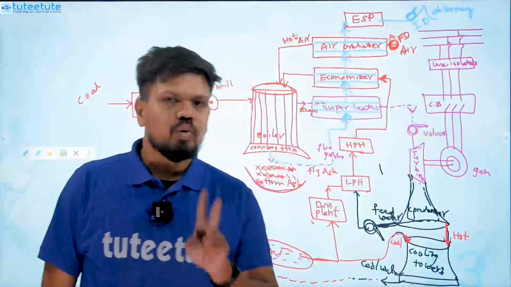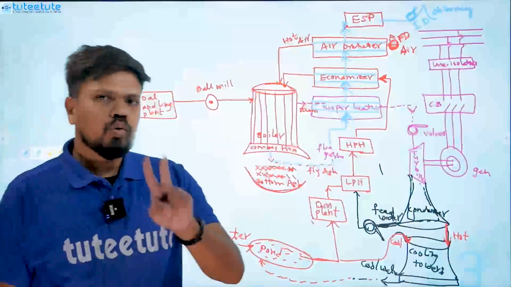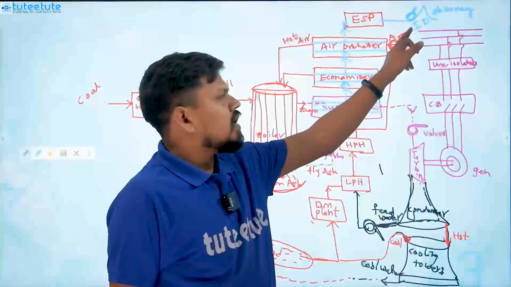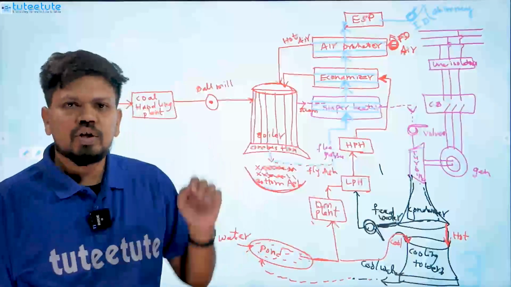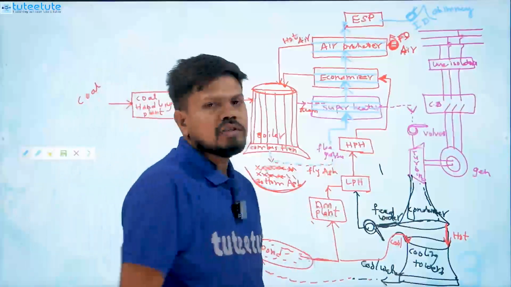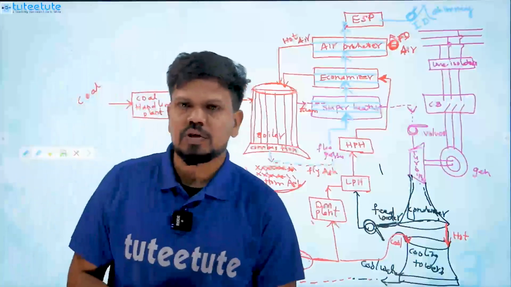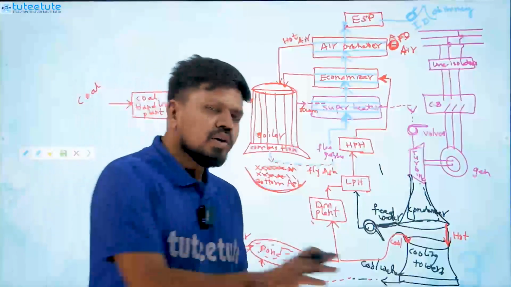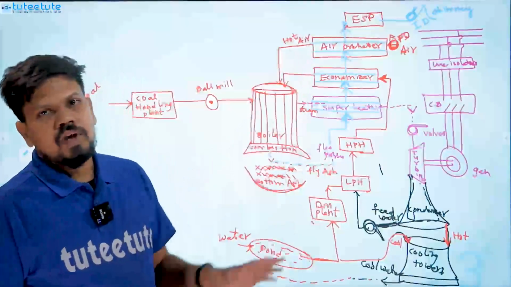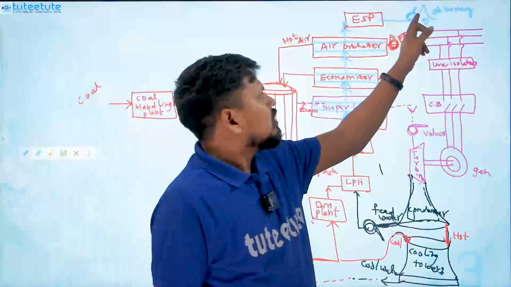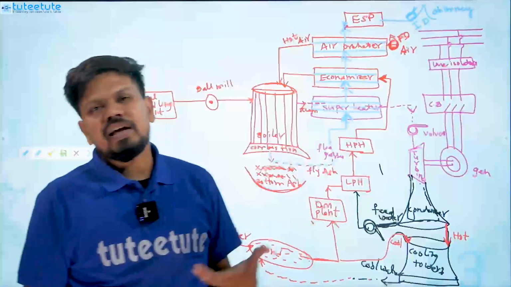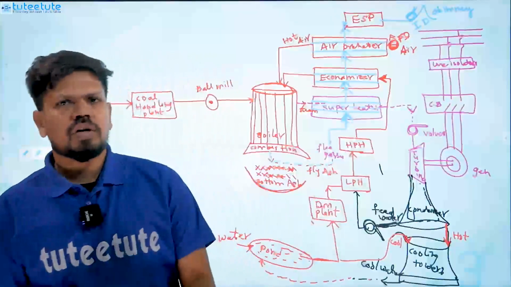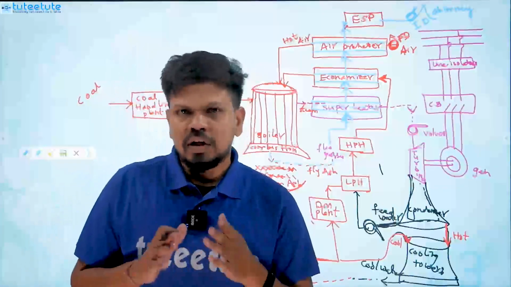There will be two types of fans in thermal power plants: one is FD, another one is ID. ID means induced draught fans, and FD means forced draught fans. Forced draught fans send air into the plant, and we send the flue gases, the fly ash, outside using the induced draught fans. Otherwise you can call it smoke, which is nothing but the smoke only.